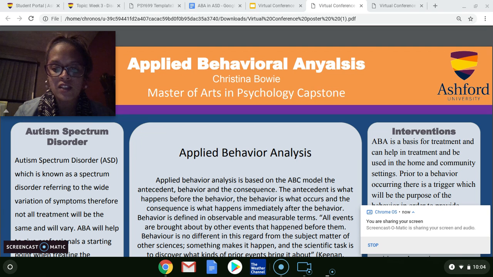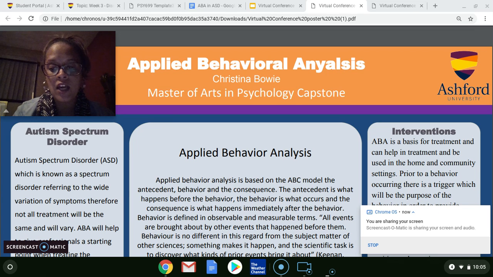ASD, which is known as a spectrum disorder, referring to the wide variation of symptoms. Therefore, not all treatment will be the same, and it will vary depending on your patient. ABA will help to give professionals a starting point when treating the communication barriers and behaviors of those suffering from ASD. There is no cure for ASD, and it's a lifelong disorder.